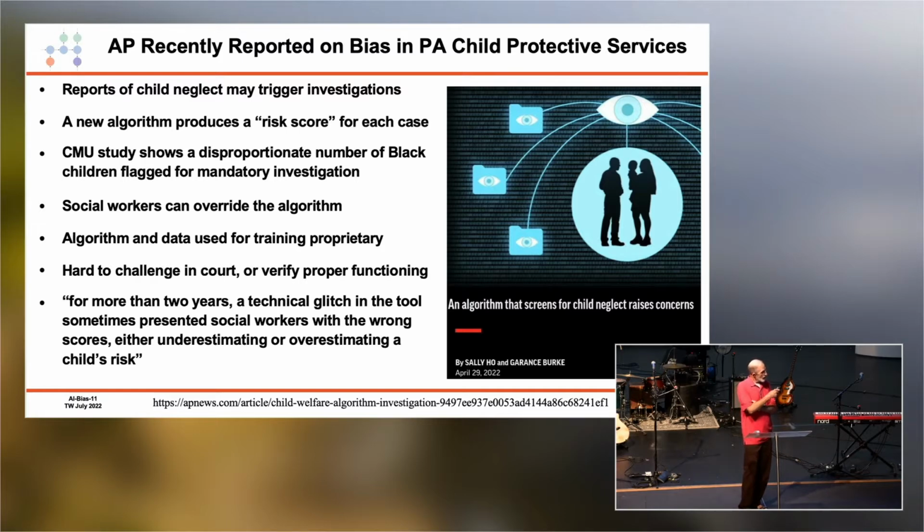The algorithm and data used for training are proprietary, and that's a big problem. This is intellectual property. We're not going to tell anybody anything. How do you know it's working? It's hard to challenge in court or verify that it's even working the way they wanted it to work. In fact, this report says that for 2 years, a technical glitch, that's a bug, it's not a glitch, a bug in the tool gave them the wrong scores. And so that caused some trouble.